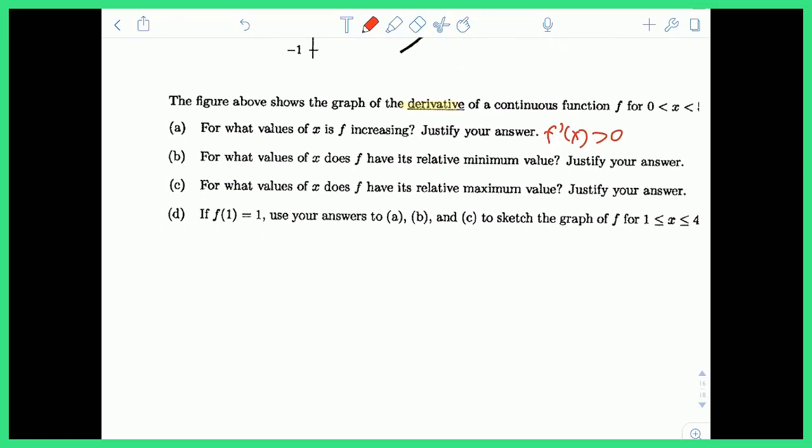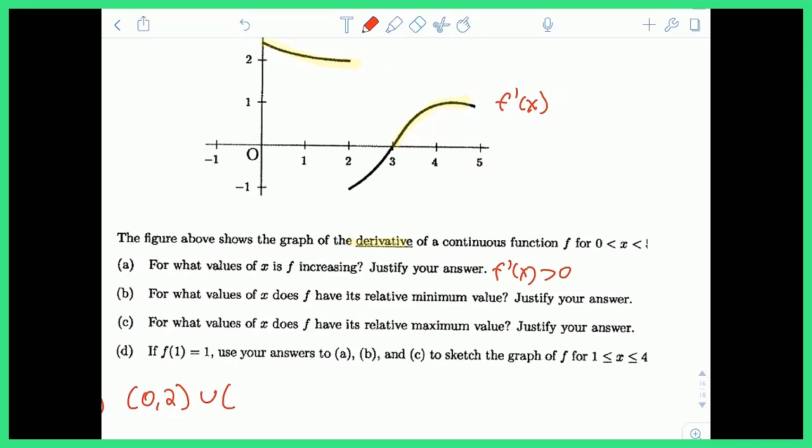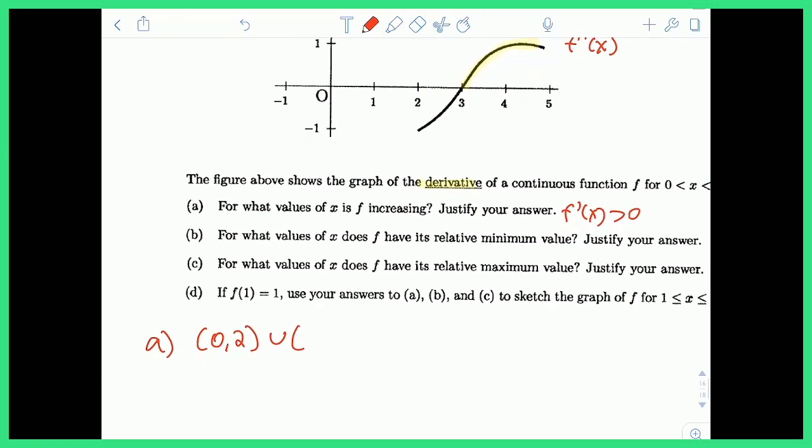So A, the interval from 0 to 2, joined with the interval from 3 to, what is that? It's supposed to be 5? I think that's supposed to be 5. I think this number right here is supposed to be a 5, not a 1. I think I said 1, apologies. 3 to 5.